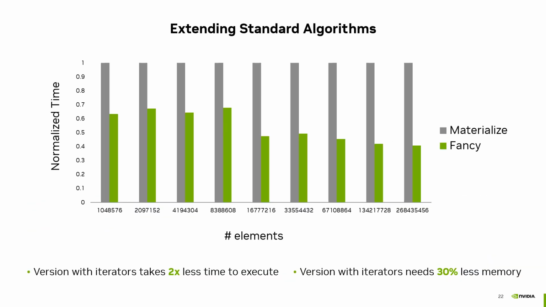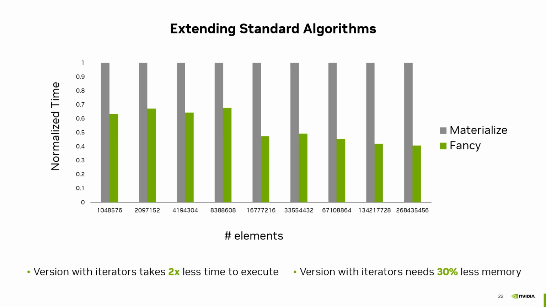In this graph, we have normalized elapsed time for different vector sizes. You can see that using fancy iterators is about twice as fast as storing the temporary differences in memory. And this comparison doesn't even include the cost of allocating space for those temporary arrays. If we factor in the allocation overhead, the speedup could climb to 70 times.